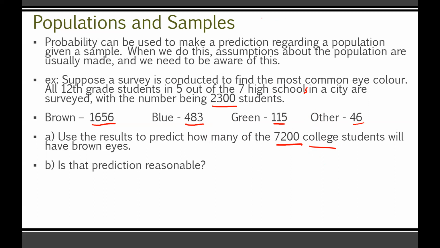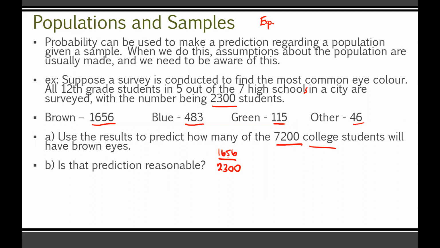Let's figure out our experimental probability that a student would have brown eyes. Well, notice we had 1,656. That is what we're going to consider a successful outcome in this context out of 2,300 students in total. That fraction right there, which I'm not even going to bother simplifying, is the experimental probability of a student having brown eyes.